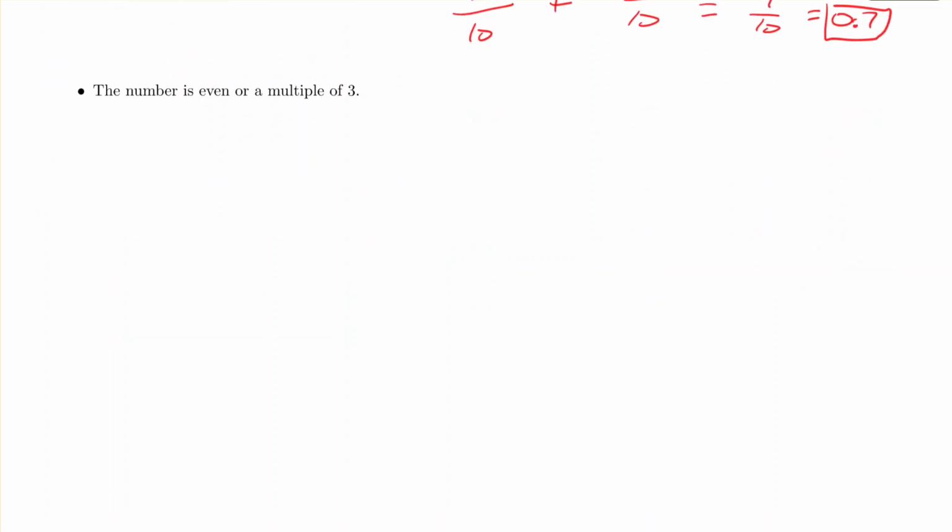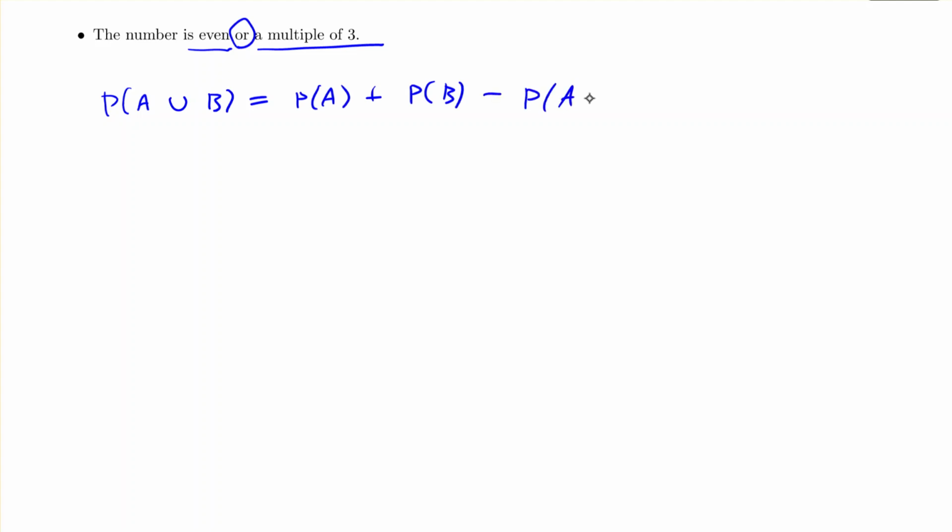So let's look at a second example in the same context, numbers 1 through 10. Find the probability the number is even or a multiple of 3. Remember the general formula for the probability of A or B is the probability of A plus the probability of B minus the probability of A and B.